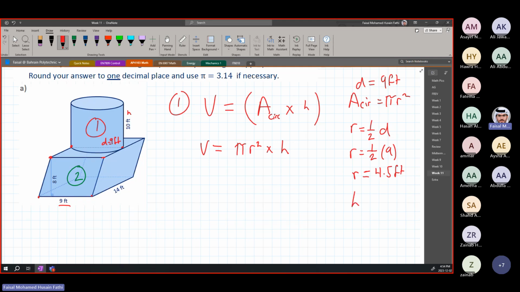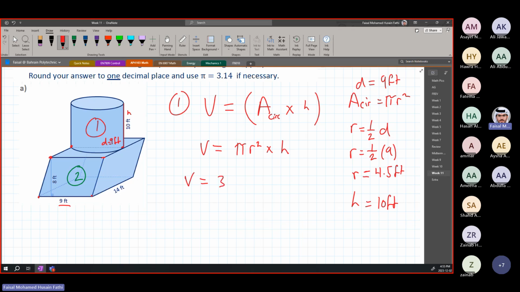What is our H? Our H, it's given. This is H. 10 feet. Okay, so H is equal to 10 feet. This is the trick when it comes to composite shapes and multiple shapes. Just like before, when we're in areas, you have to determine the diameters, the different shapes, the missing dimensions based on other dimensions that are given.